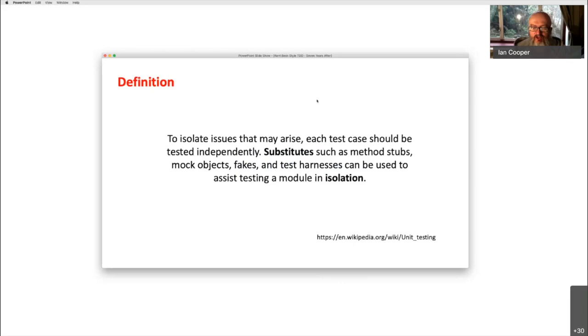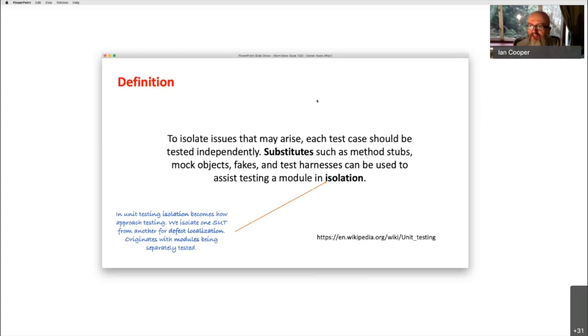If we look at how Wikipedia defines unit testing, it says that to isolate issues that may arise, substitutes such as method stubs, mock objects, fakes, and test harnesses can be used to assist testing a module in isolation. What's all that about? Well, the isolation piece is key to what people are trying to do with unit testing.